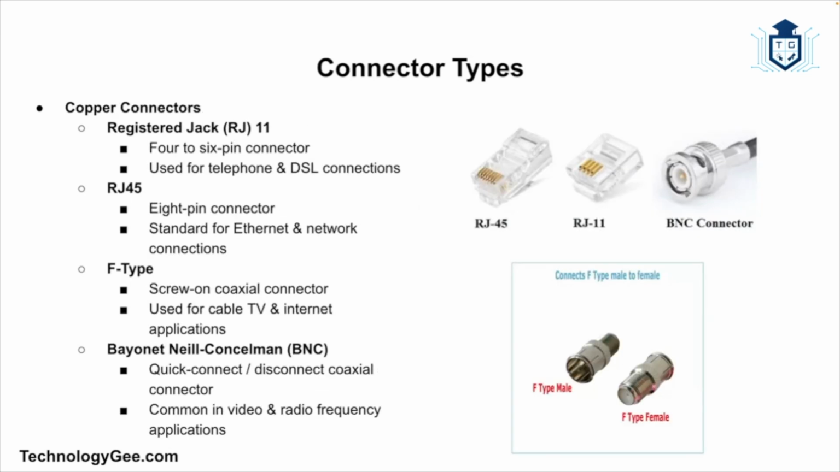The next connector types are your copper connectors, and the first one is your RJ11, or registered jack 11, a 4 to 6 pin connector that is used for telephone and DSL connections. Then we have your RJ45. This is an 8-pin connector that is used for Ethernet and network connections. You have your F-type connector, a screw-on connector that is used for coaxial cables and cable TV and internet applications. And then you have your BNC, a quick connect-disconnect coaxial cable connector that is used in video and radio frequency applications.